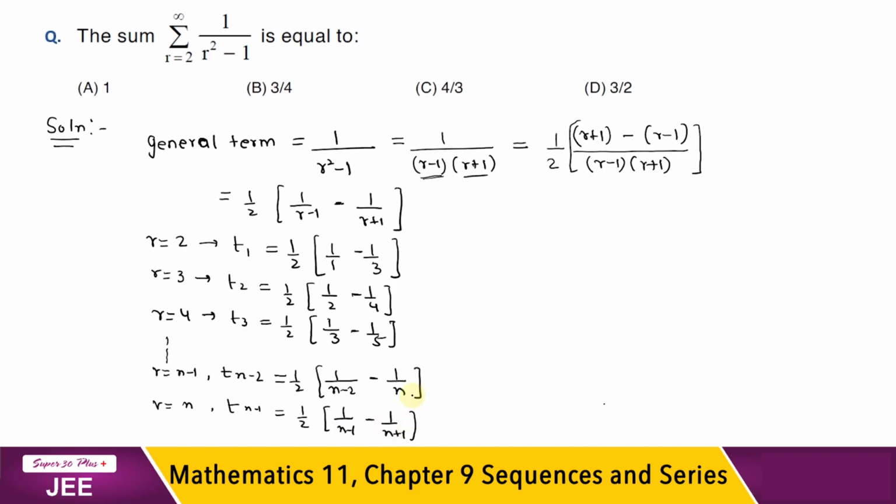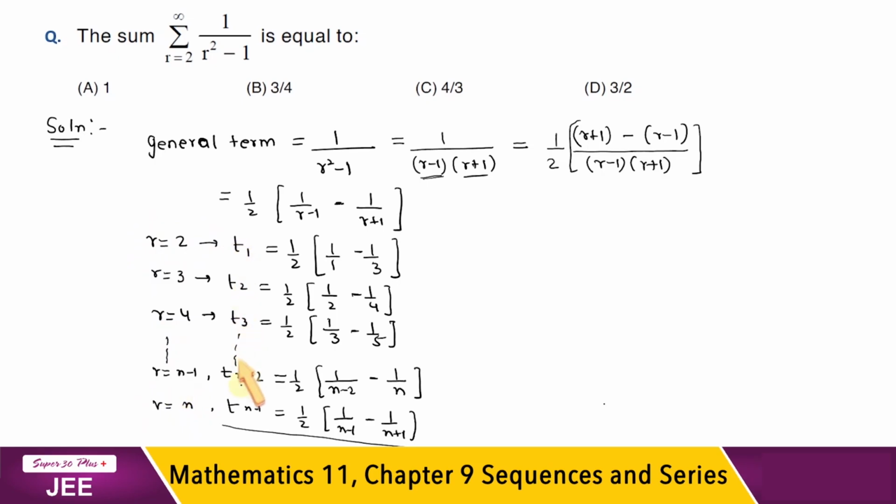So now what we are going to do is add them up. We are going to add t1, t2, t3, t(n-2) and so on till t(n-1). Which means that we are adding all the values corresponding to r equal to 2 till r equal to n, and then we are going to substitute n approaching infinity so that we can get the terms of this series consisting of an infinite number of terms.